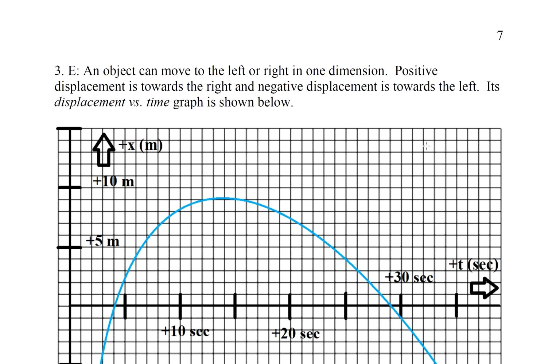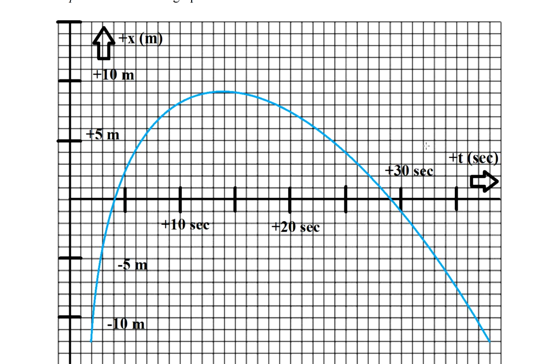Question 3. An object can move to the left or right in one dimension. Positive displacement is towards the right, and negative displacement is towards the left. Its displacement versus time graph is shown below. So it looks like we start at minus 12 and we end at minus 12.